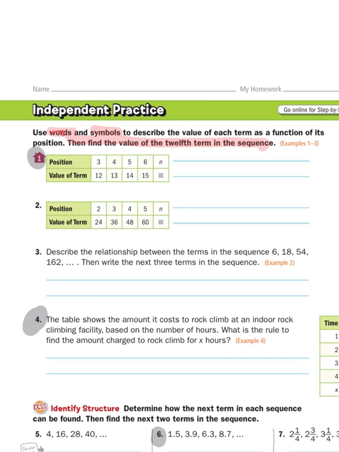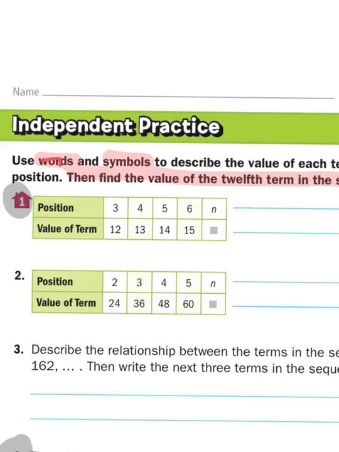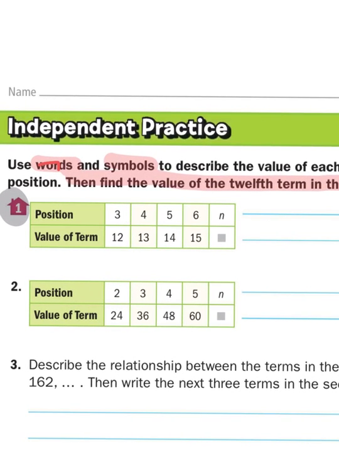The first thing I want to do is figure out what happens to the position number to get the term. So when I'm checking from 3 to 12, there's two things I could check first. First is I check multiplication. So 3 times 4 is 12. So then I'm going to see if that works for this one. 4 times 4 is 16. So the times 4 rule doesn't work.